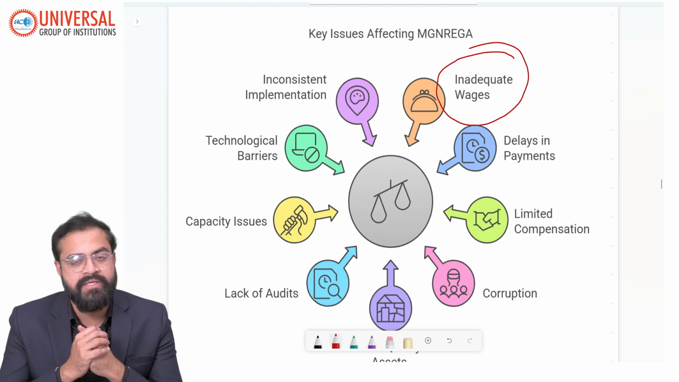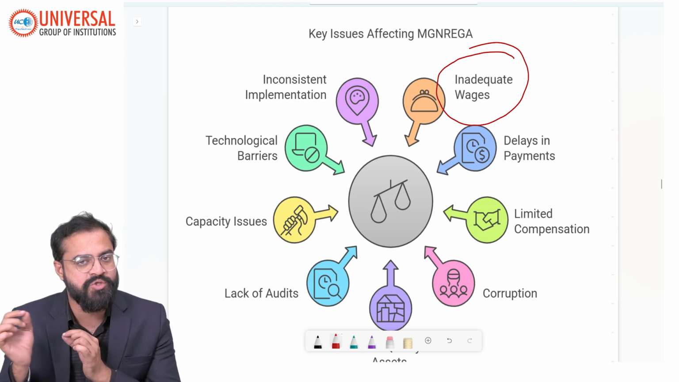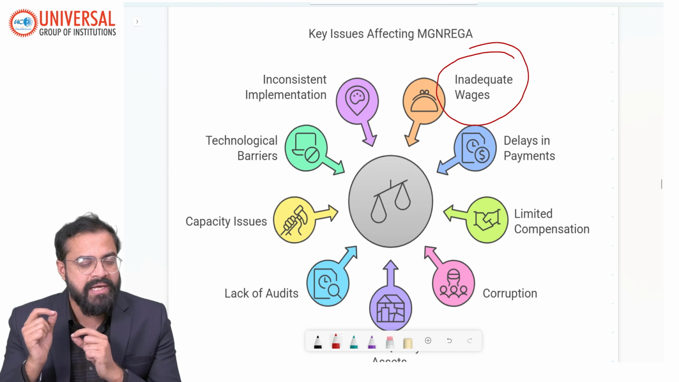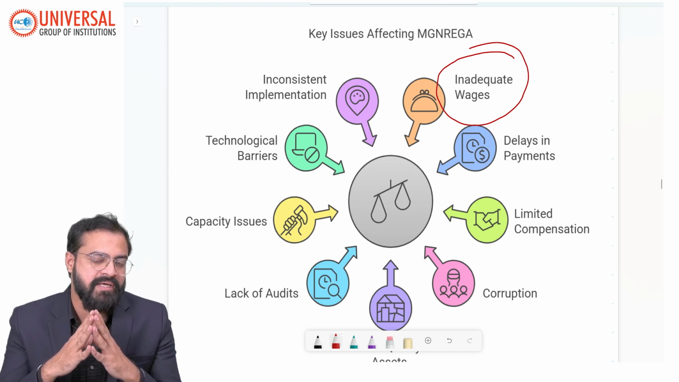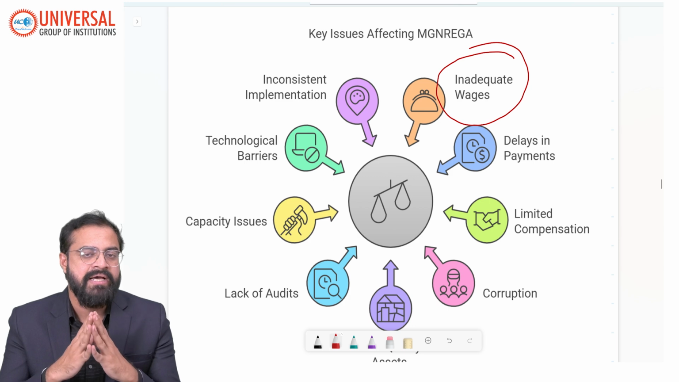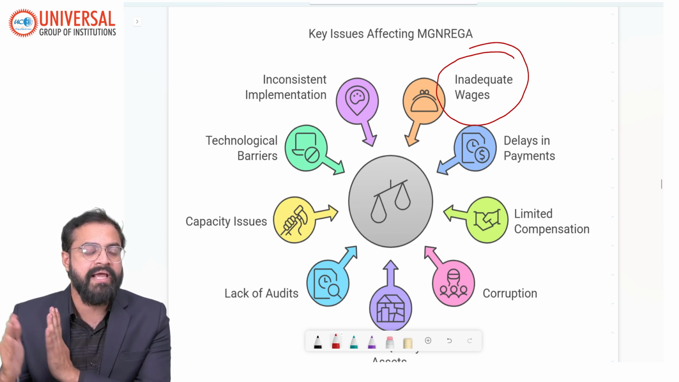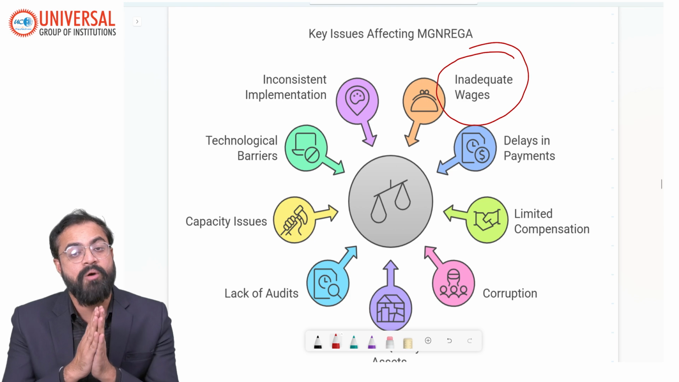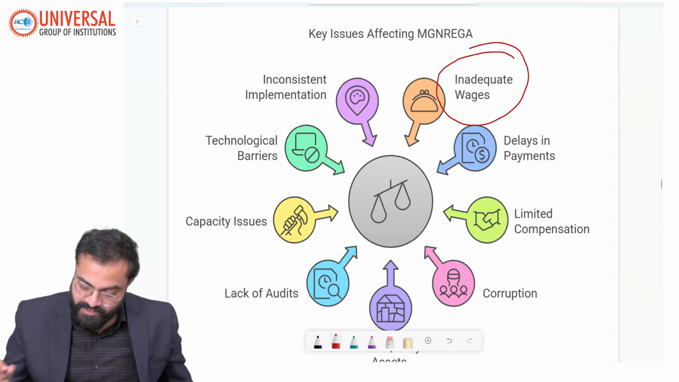Delay in the payments. Even though this act clearly prescribes that the wages need to be paid on a weekly basis, and within 15 days once the work is completed, we still see that in many states the wages are not being paid on time, which aggravates the problem considering the economic situation of the workers.